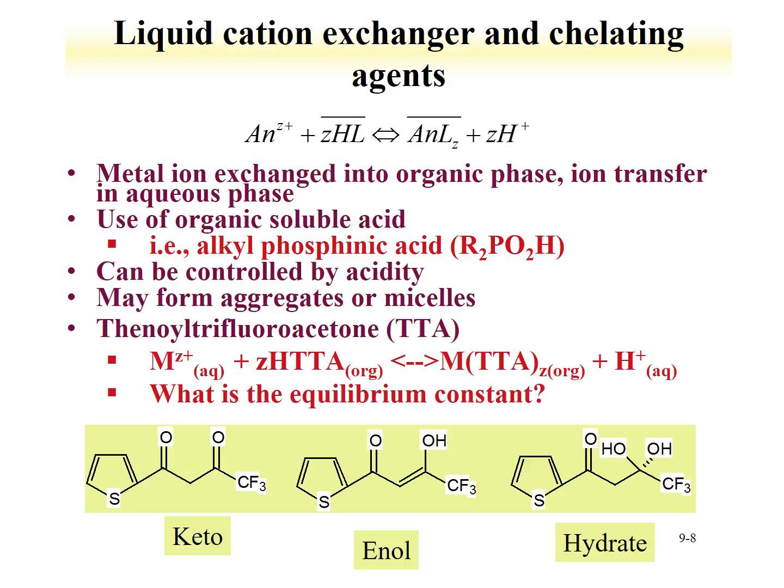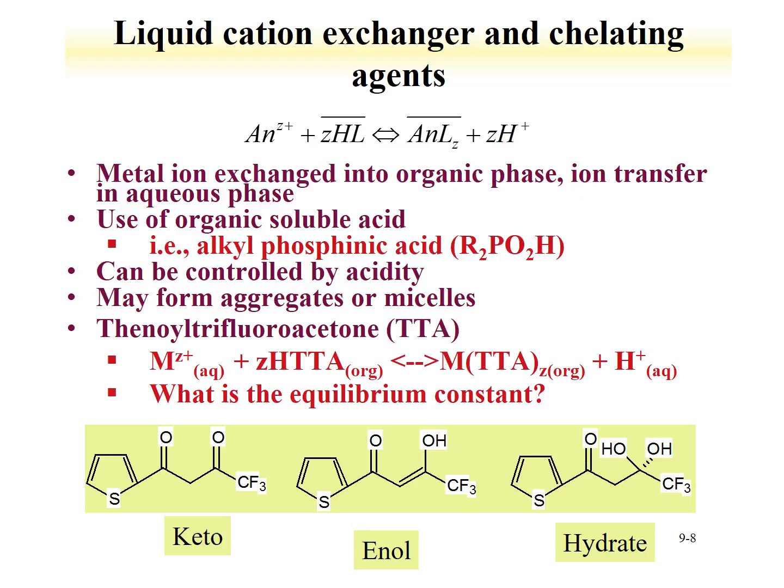Another extraction mechanism is shown here, where you have a liquid cation exchanger and chelating agents. In this case, it's very similar to a metal ion interacting with a ligand, except in this case the ligand happens to be soluble in the organic phase. So it's an organic soluble phase ligand. As we see from this reaction, upon complexation, the proton on the ligand in the organic phase will move into the aqueous phase. So a measurement of pH, a reduction in pH, would be an indication that the complexation is occurring. You get the formation of the metal ligand complex moving from the aqueous to the organic phase, and you get proton transfer into the aqueous phase.